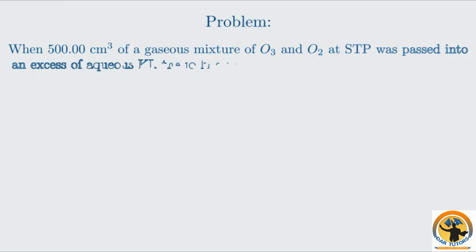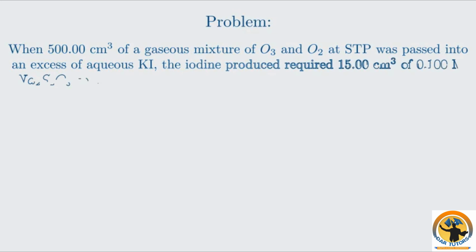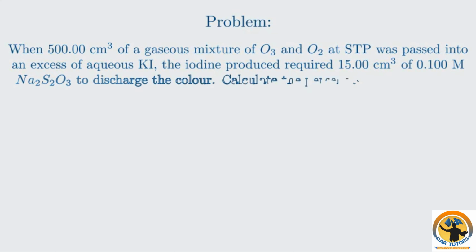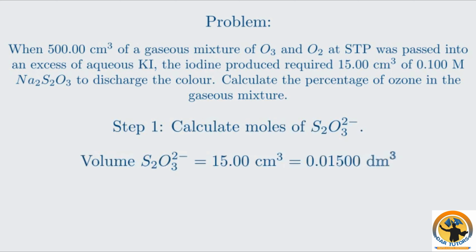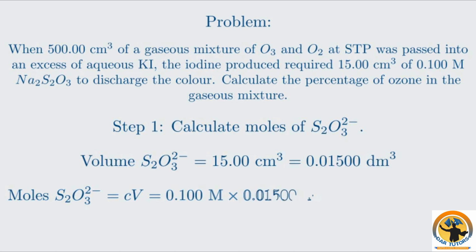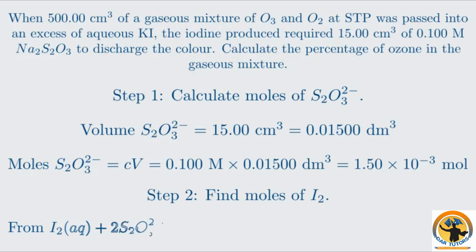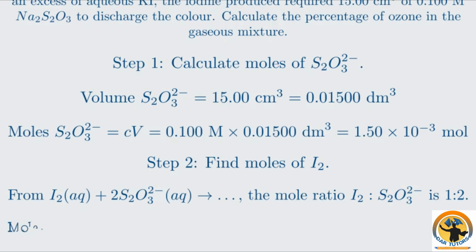The iodine produced was titrated with 0.100 M sodium thiosulfate, requiring 15.00 cm3 to reach the endpoint. First, we calculate the amount of thiosulfate used in moles. Remember to convert volume to dm3 by dividing by 1000. Moles of S2O3 2- equals 0.01500 dm3 times 0.100 M, which is 1.50 times 10 to the power of minus 3 moles. Second, we use the stoichiometry of the second reaction to find the moles of iodine.